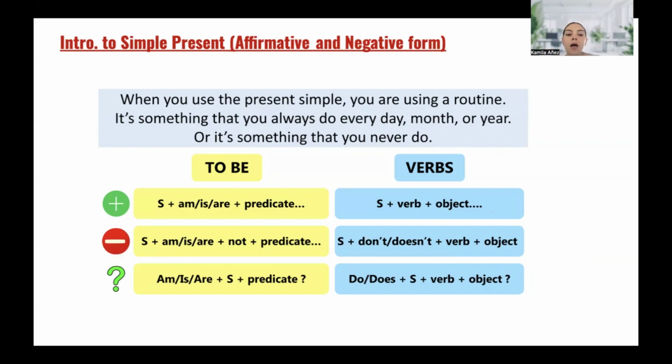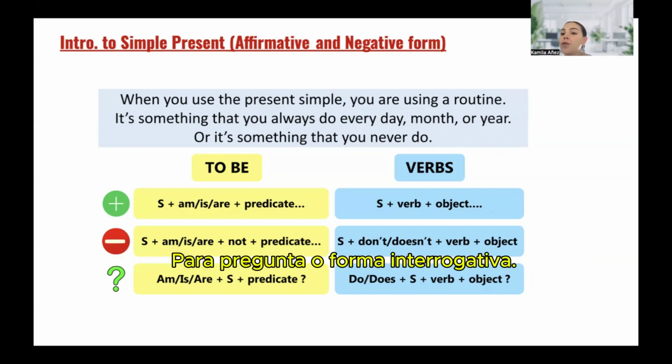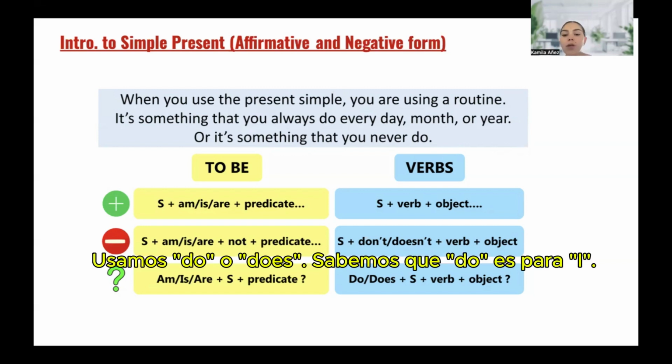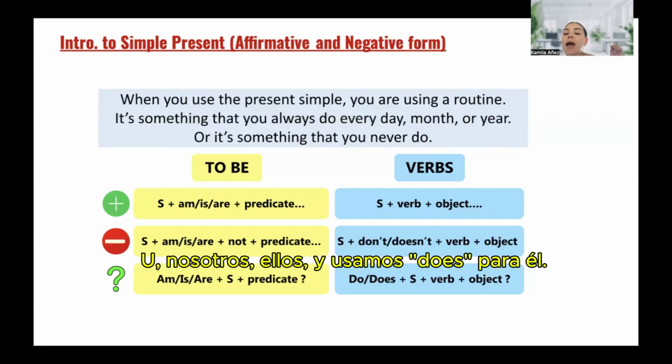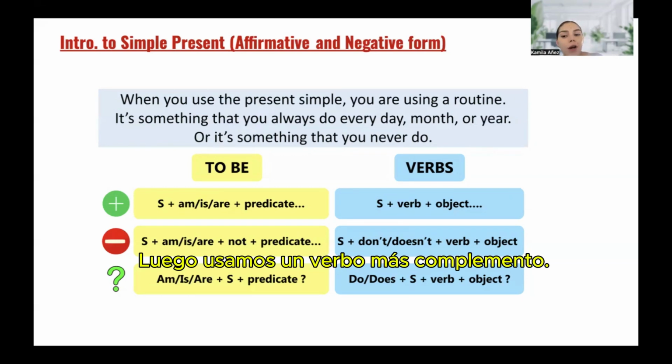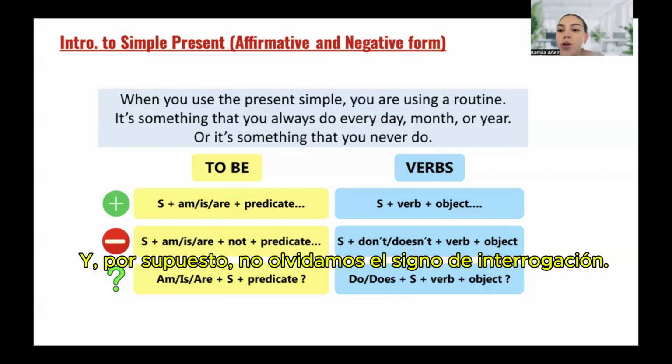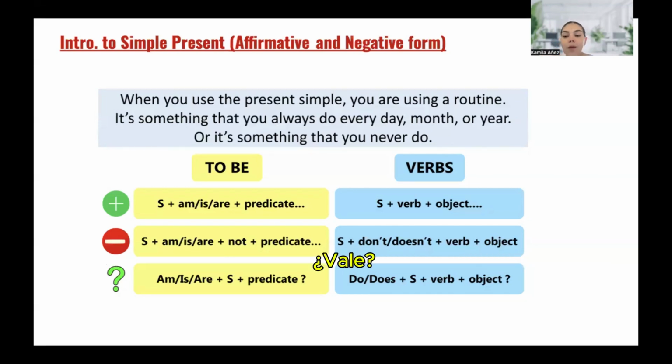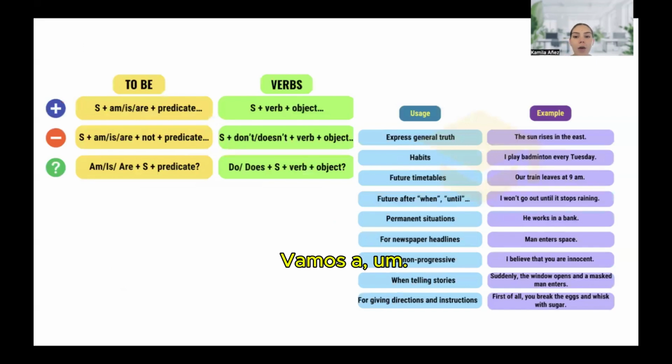Okay? For question or for interrogative form, we use do or does. We know we use do for I, you, we, they, and we use does for he, she, it. Then we use subject pronoun, then we use verb plus complement, and of course, we do not forget about the question mark.